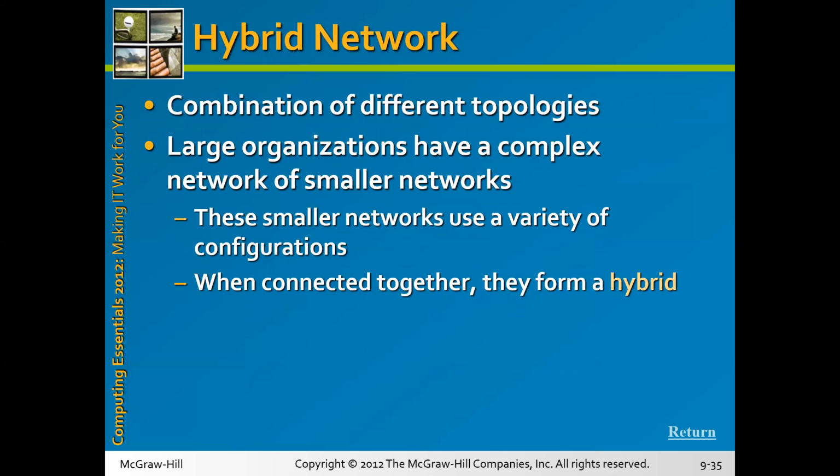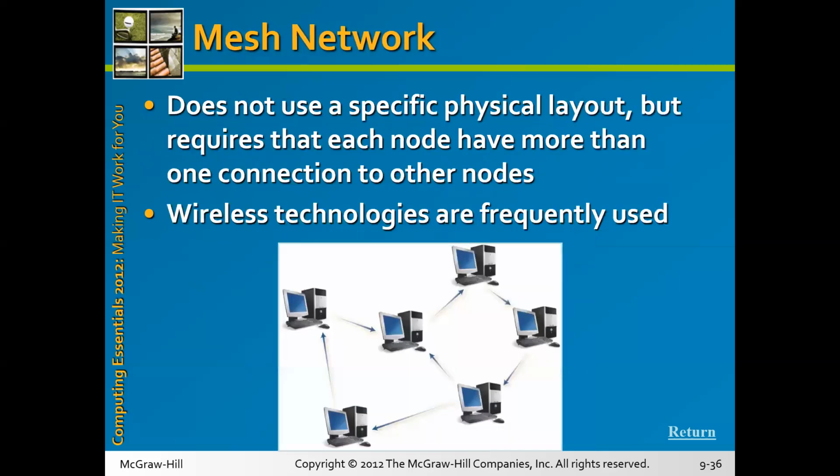Hybrid network. A hybrid network is a combination of different topologies. Large organizations have a complex network of smaller networks. These smaller networks use a variety of configurations. When connected together, they form a hybrid.